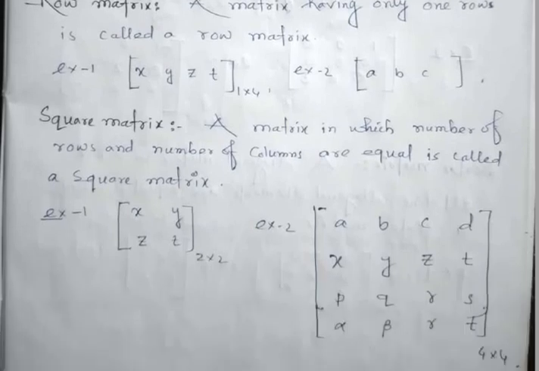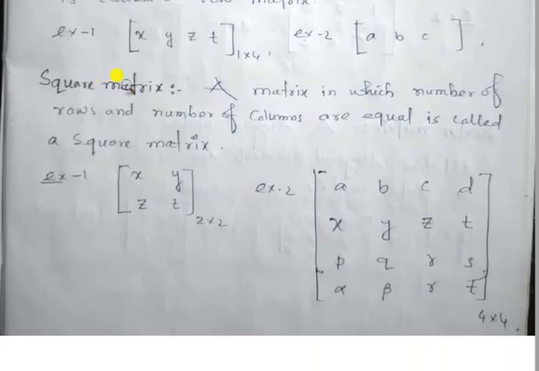Now, square matrix. A matrix in which the number of rows and the number of columns are equal is called a square matrix. Here is an example of a square matrix. In this matrix there are 2 rows, one is this one, another is this one, and also 2 columns. This is a column, this is another column. So this is a matrix of 2 rows and 2 columns. That means the number of rows and number of columns are equal. That's why we call this a square matrix.